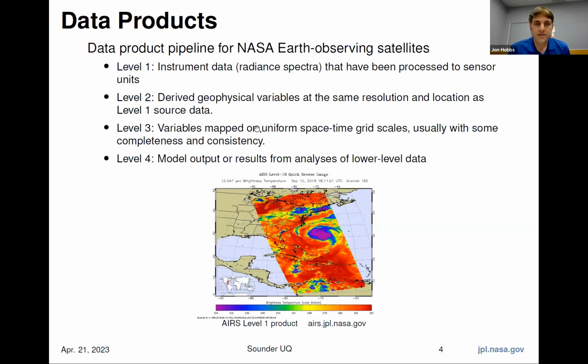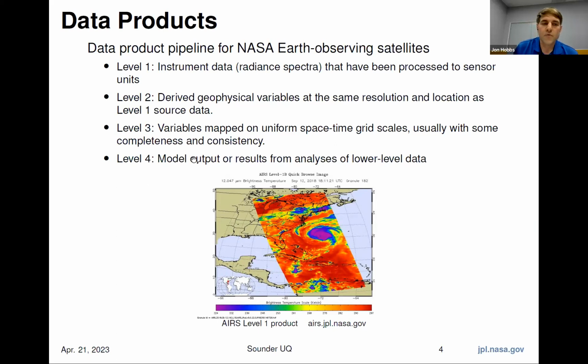And then the higher levels, level 3 and level 4. I'll mention a little bit about how level 3 products can be produced. These are often the same geophysical quantities as level 2, but they're processed and analyzed to uniform space-time grids to make them a little more consistent and complete in space and time, which makes them more readily usable for science and applications.